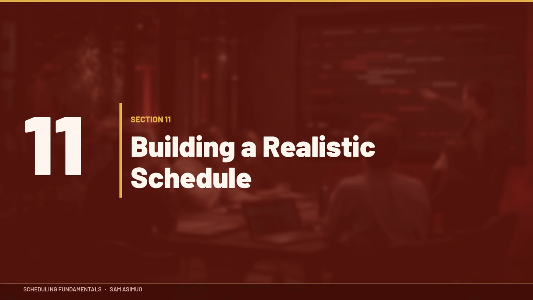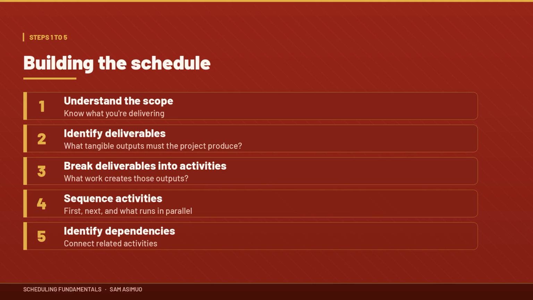Section 11. Building a realistic schedule. So how do we actually put everything together? Let's use a simple process. Step 1. Understand the scope. Know what you're delivering. Step 2. Identify deliverables. What tangible outputs must the project produce? Step 3. Break deliverables into activities. What work is required to create those outputs?